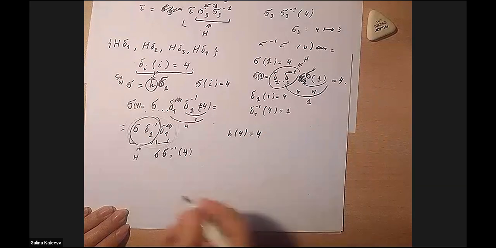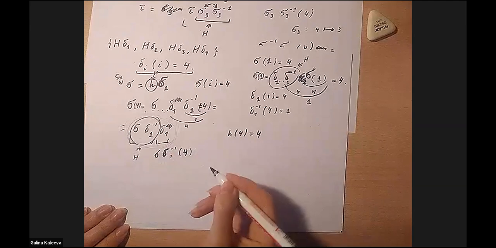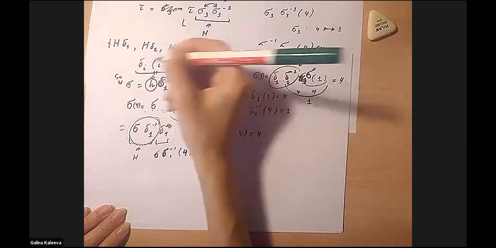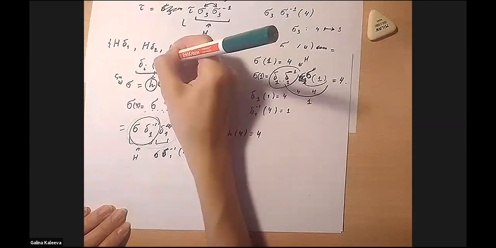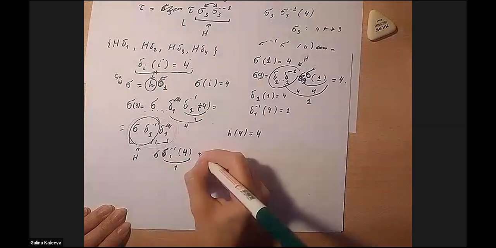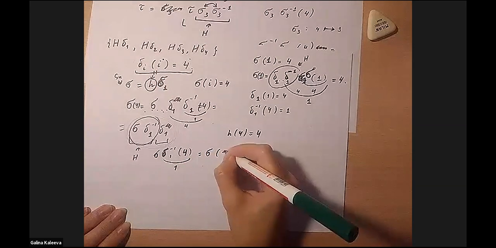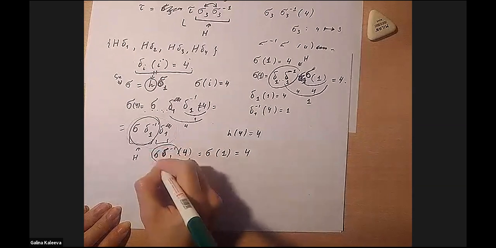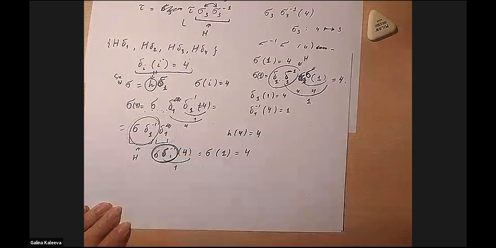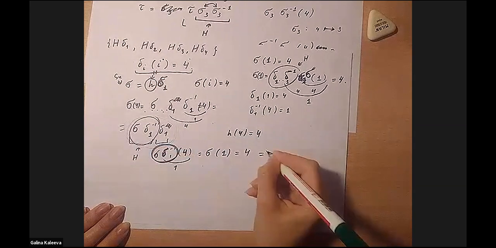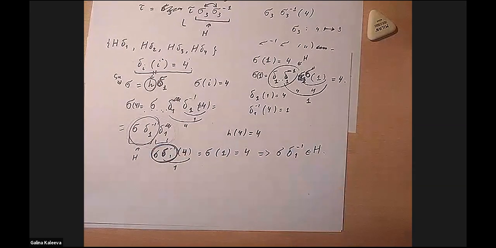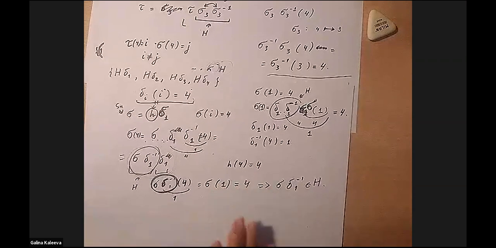We have to prove this. Apply delta to the minus first power to 4. What do we have? Delta 1 of 1 equals 4. Delta 1 to the minus first power of 4 equals 1. So this is 1. And sigma of 1 is 4. So this element acts equally on 4. So sigma delta 1 to the minus first power belongs to H. This solves our problem.